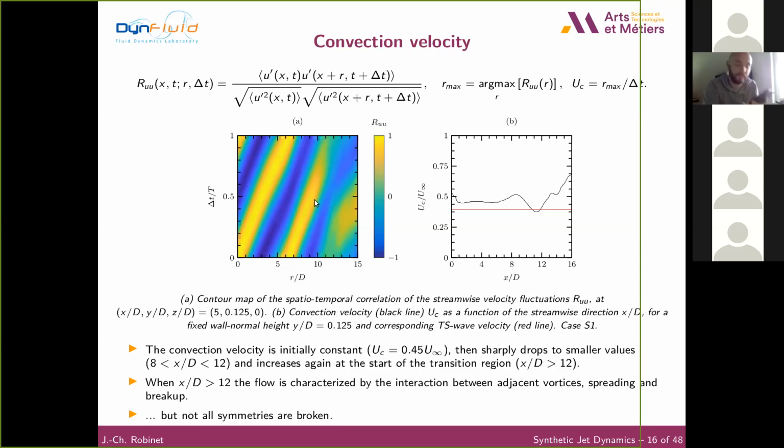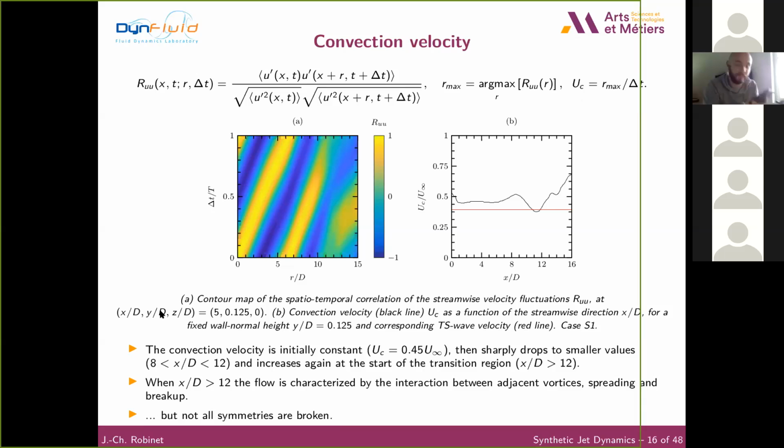As you can see on figure A, it's a contour map of the spatiotemporal correlation for the streamwise velocity at a particular position. I pick up the maximum of the length in this correlation, and I can compute the convective velocity, and this convective velocity is described in figure B.